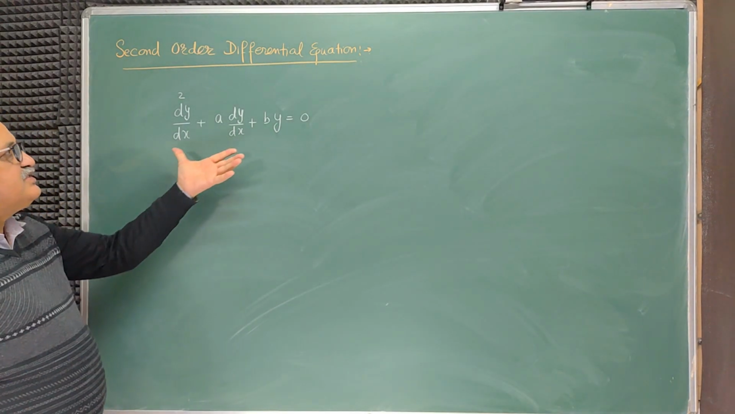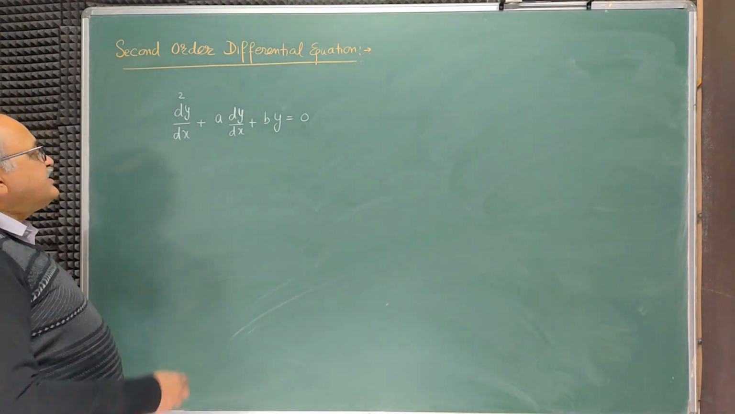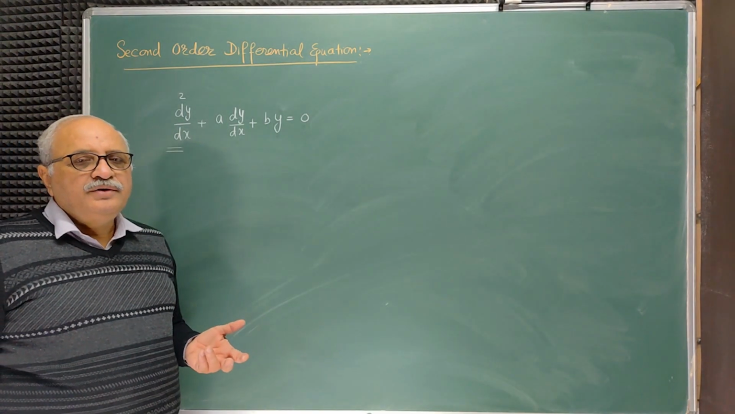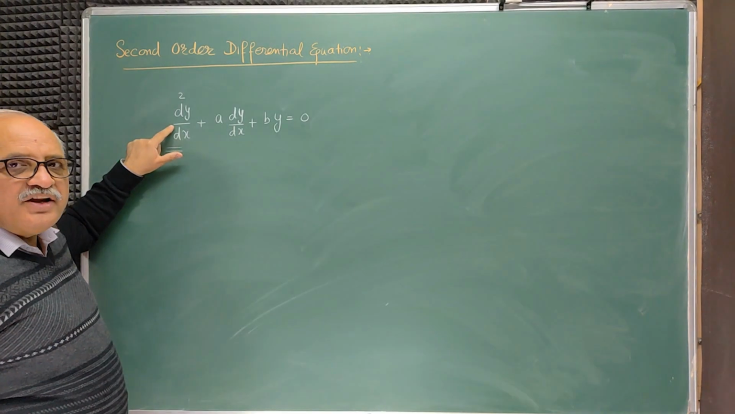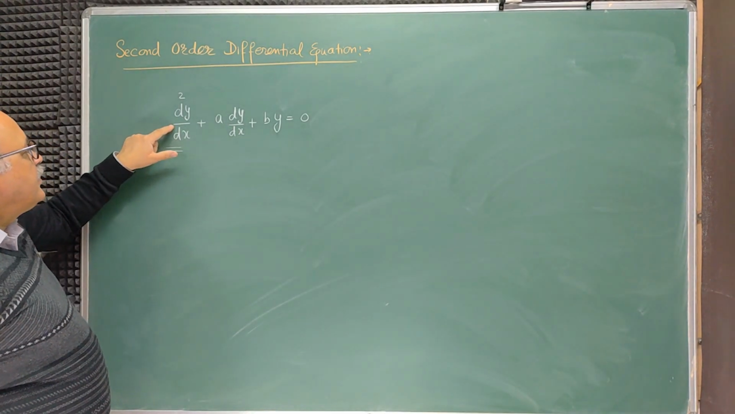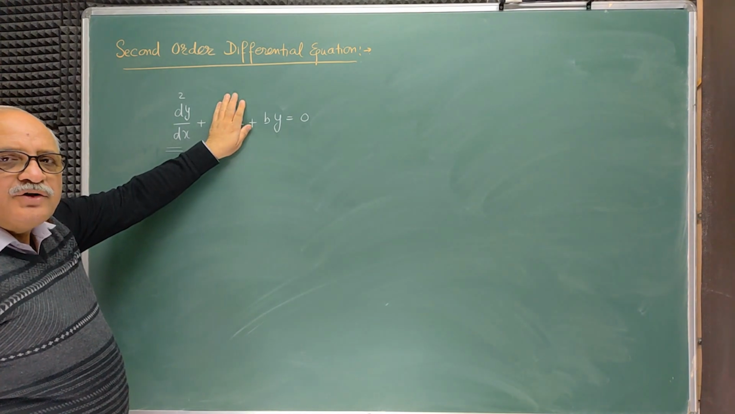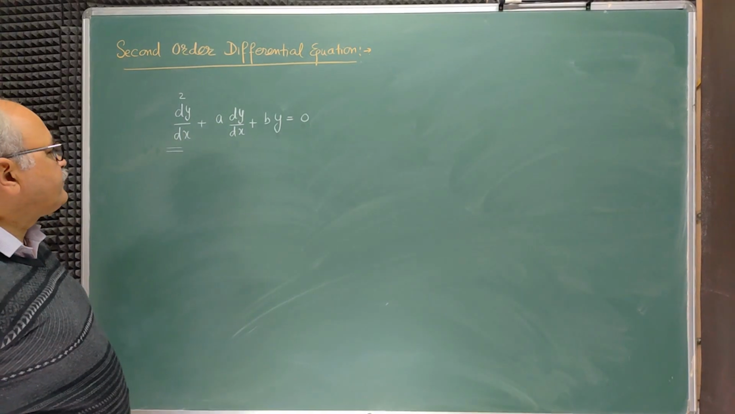Now to handle this type of equations, you have two methods. Since it involves the double derivative, if possible, you can go straight to do the integration twice. But that is possible when a is 0. When this part is missing, you can go for the double derivative easily to get the answer.